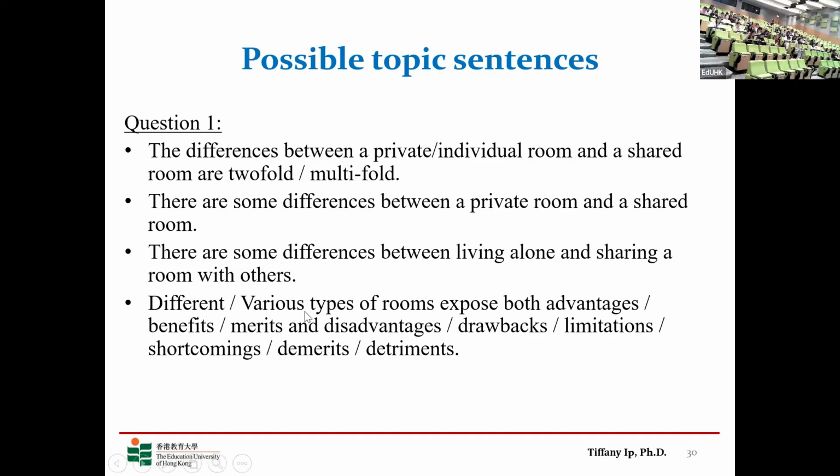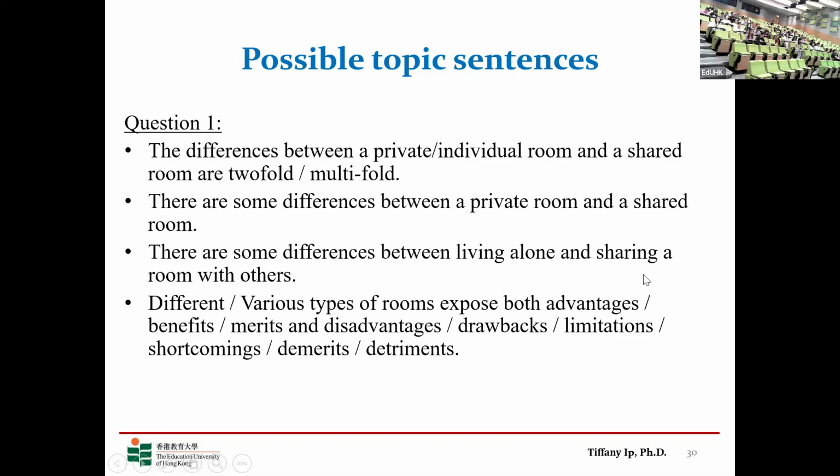Or we can say different types of rooms. Instead of differences, we change it to an adjective, or various types of rooms expose both advantages and drawbacks. If this is what this passage is like, you can this time use merits and limitations. And then we give you different terms like advantages, benefits, merits. As for disadvantages, you can say drawbacks, limitations, shortcomings, demerits, detriments.